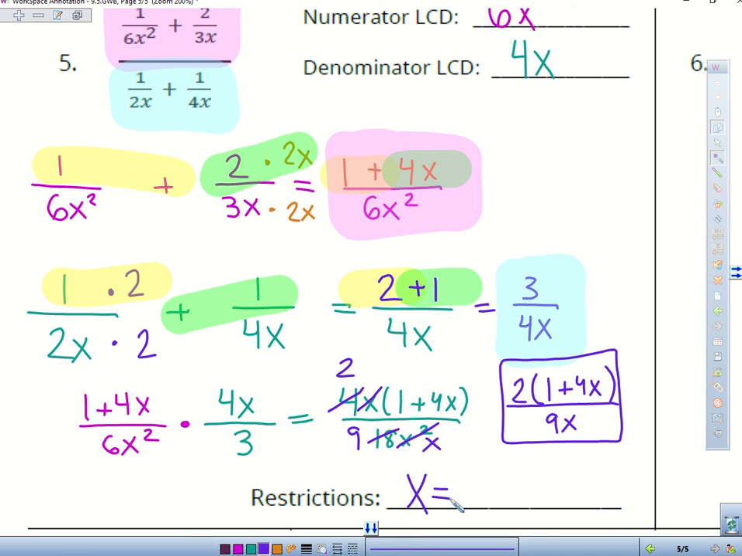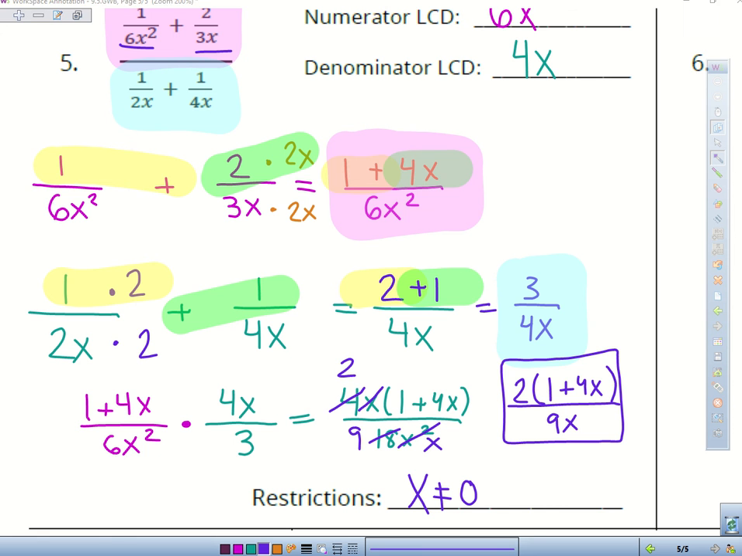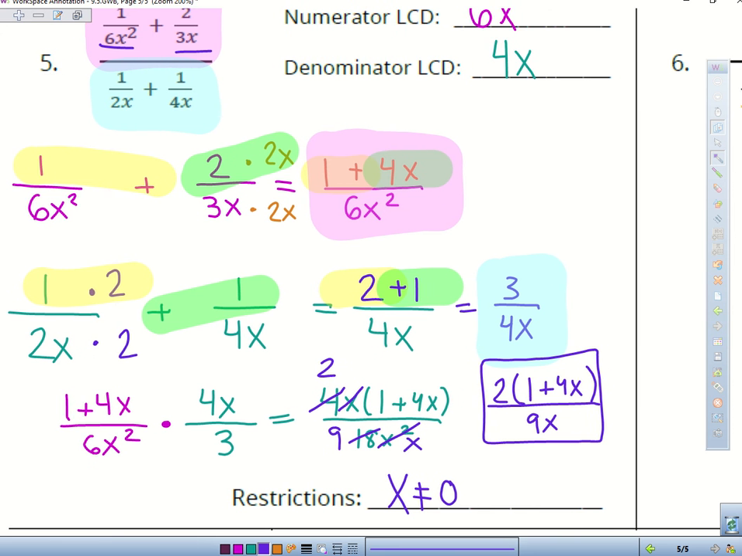What were my original restrictions on all my fractions here? 0. Did we come up with any additional restrictions throughout the problem? Yes or no? I don't think so, no. Alright, you ready to try another one? Okay.